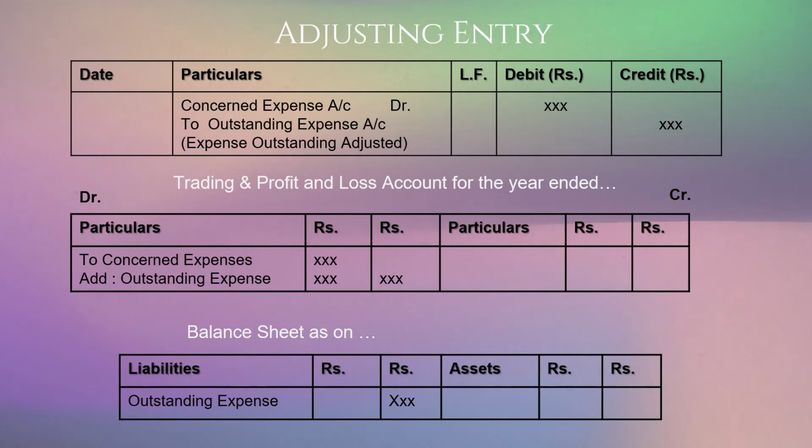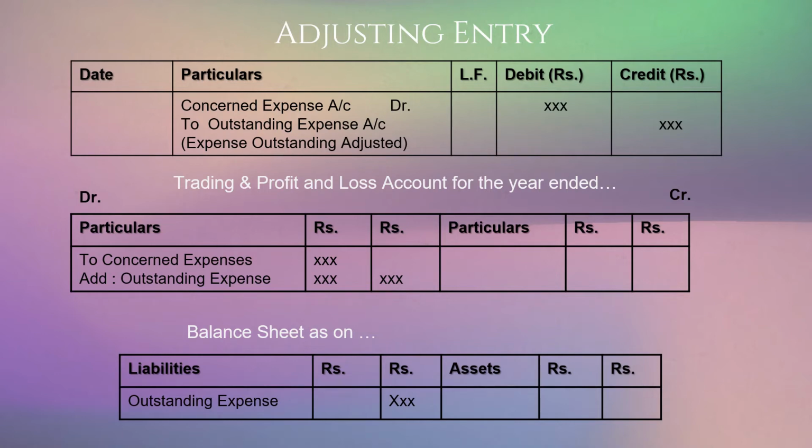Concerned expense, for example salary: salary account debit to outstanding salary. Whatever expense is given in the question, that you should write. And you have to show this either in the trading account or in the profit and loss account. Sometimes wages may be given as outstanding, so wages will appear in the trading account. See, the expenses, in whichever account they appear, there you have to go and add, and then you have to bring it in the balance sheet. If it is a liability, you have to show it on the liability side. If it is an asset, you have to show it on the asset side.